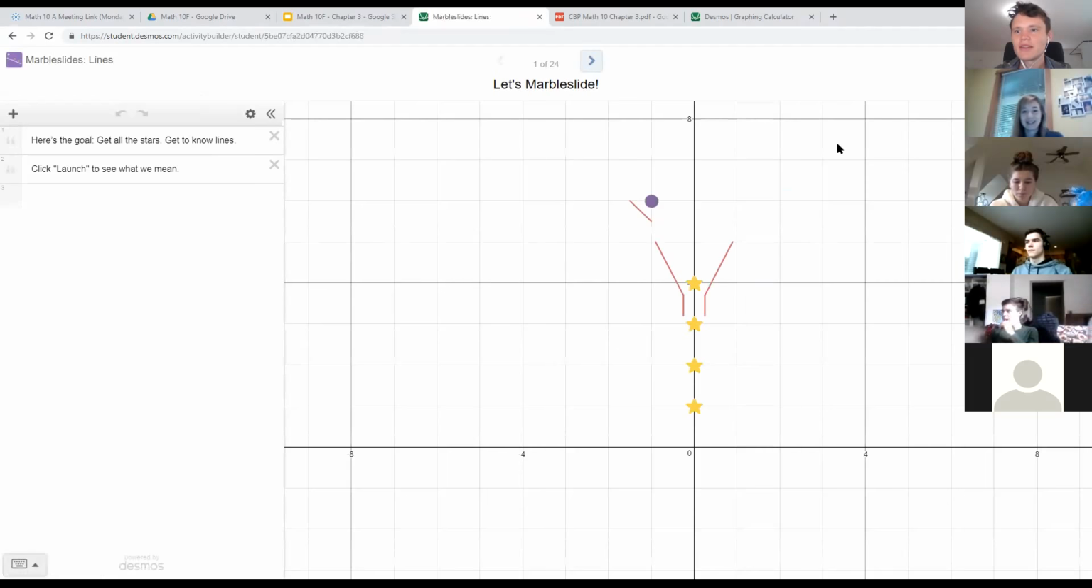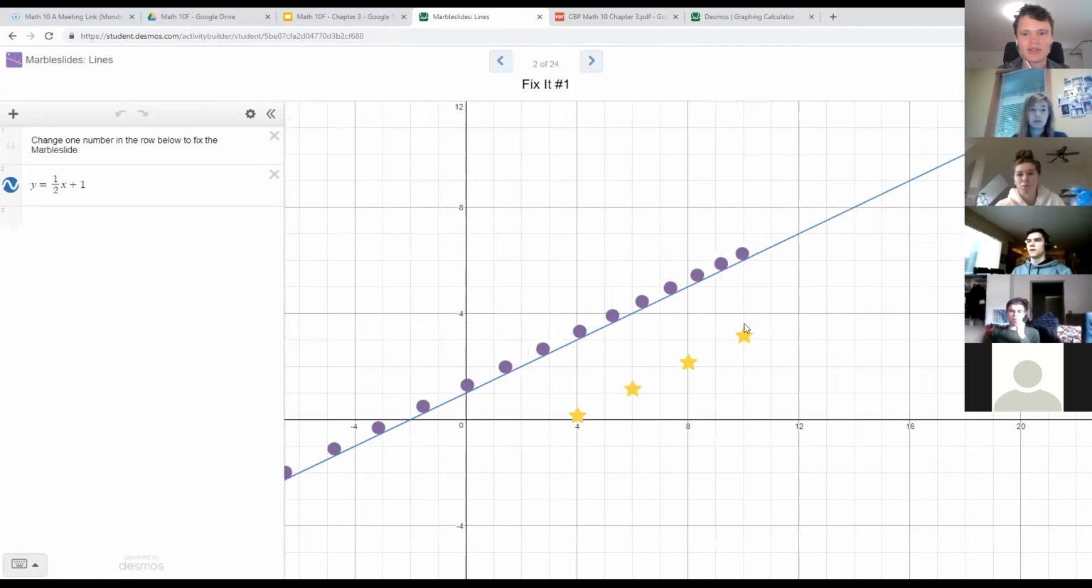So I just want to show you what this activity is like. Okay, have you done one of these? Have we? I don't think we did one in class, did we? No. These are fun. You got to try to get all the stars, right? So you hit launch, and then those balls drop, and you have to hit all those stars. You can see, if I do, this is round 2.